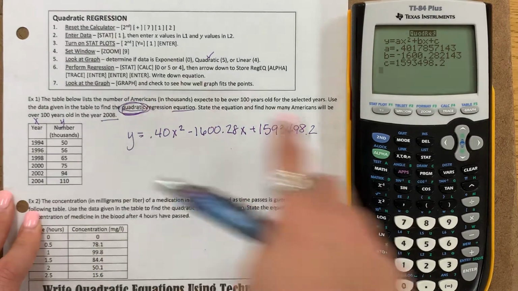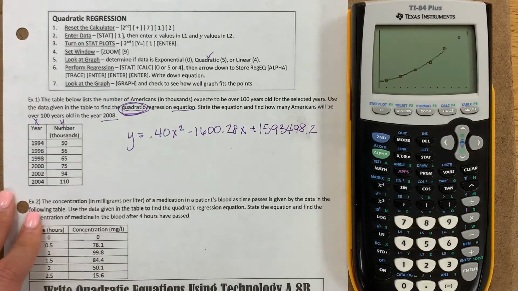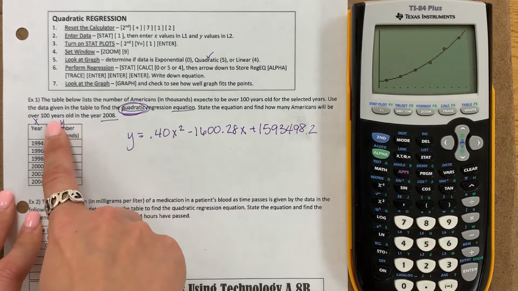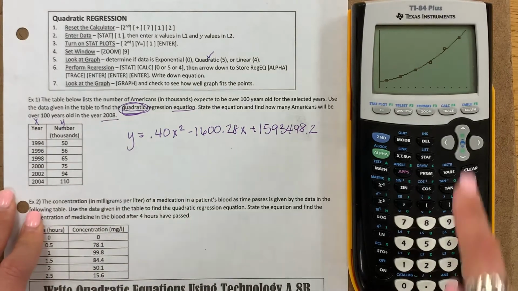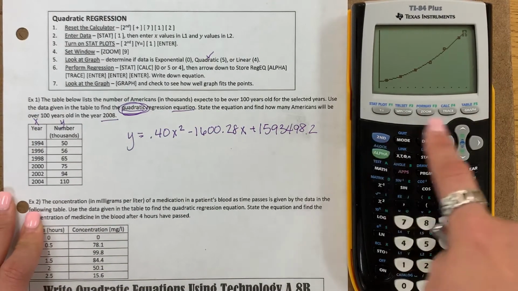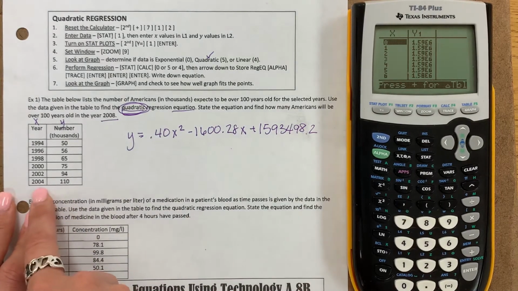From here, we're going to look at our graph just to make sure it looks right. And notice it's following it really nicely. So now I need to know how many Americans will be over 100 years old in the year 2008. So I'm going to go to the table by hitting second graph. And now I need the year 2008.